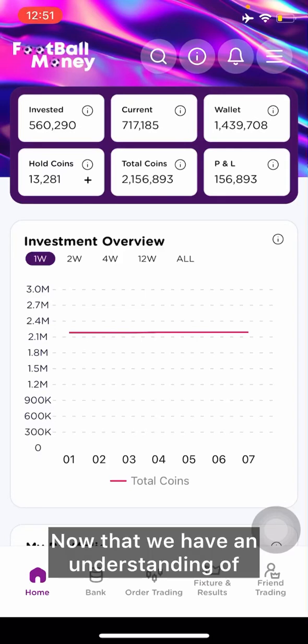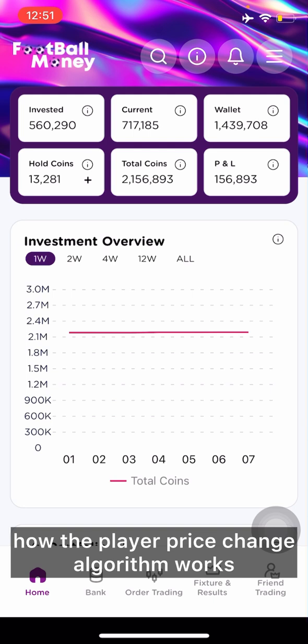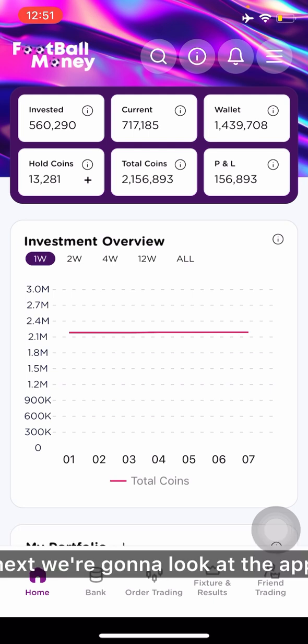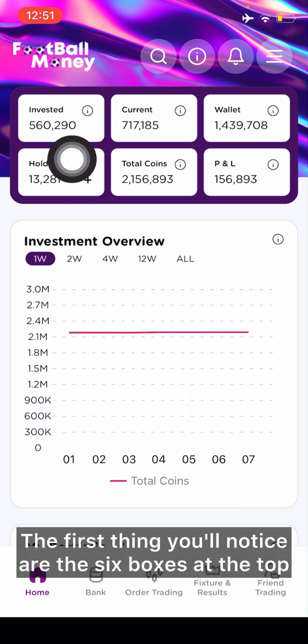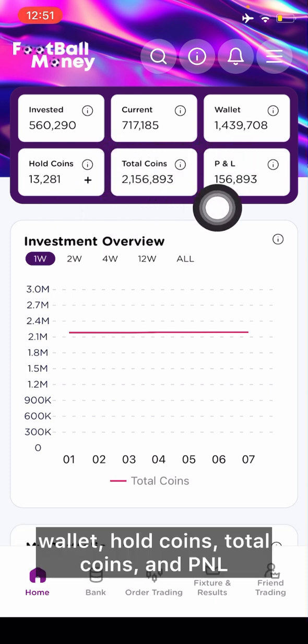Now that we have an understanding of what football money is, how the player price change algorithm works, and how the trade order matching engine functions, next we're going to look at the app, starting with the home page. The first thing you'll notice are the six boxes at the top, which read invested coins, current coins, wallet, hold coins, total coins, and PNL.